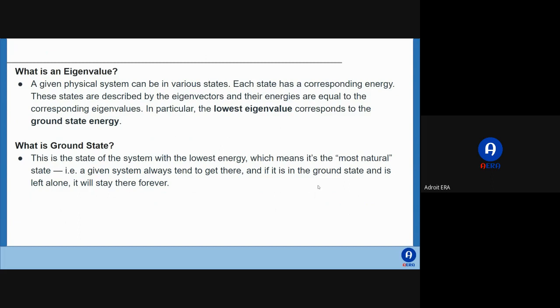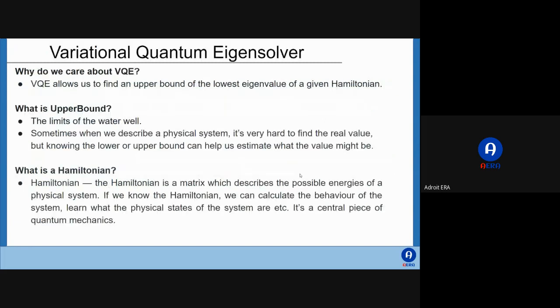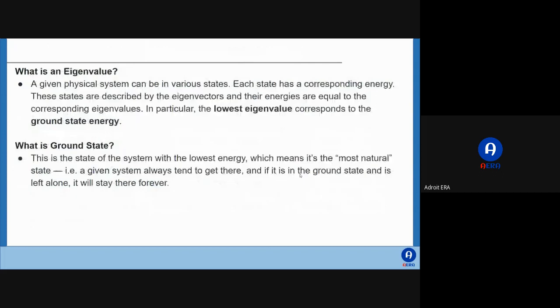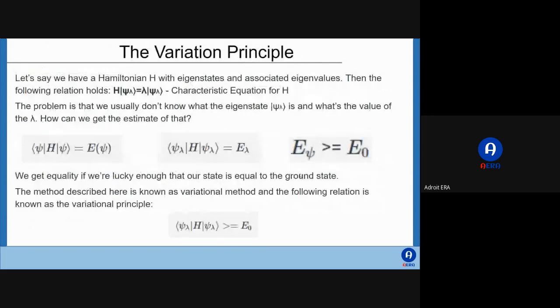Or to put it simply, if you leave it, it will stay there forever. For example, if you leave the book there, it will stay there forever, right? Until and unless you catch the book and take it somewhere, it's not going to change from that place. So that particular state is called ground state, or the lowest energy state. So I hope all these terms are clear: upper bound, Hamiltonian, eigenvalue, and ground state. So let us talk about the variational principle.